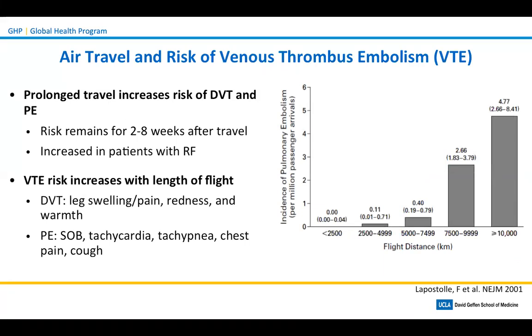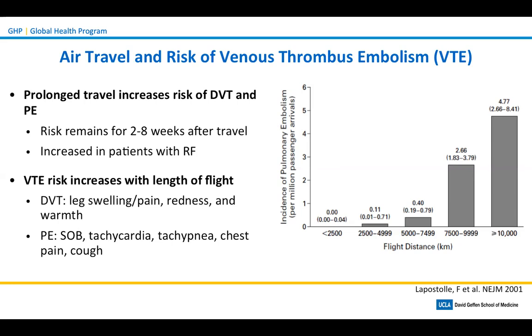I'd like to touch upon air travel and the risk of venous thromboembolism. So prolonged travel does increase the risk of DVT and PE, as we can see on this plot. The risk remains for about 2 to 8 weeks after travel, and of course is increased in patients with underlying risk factors.